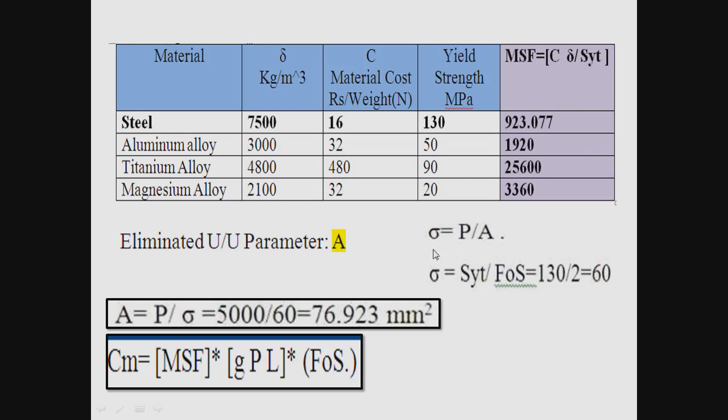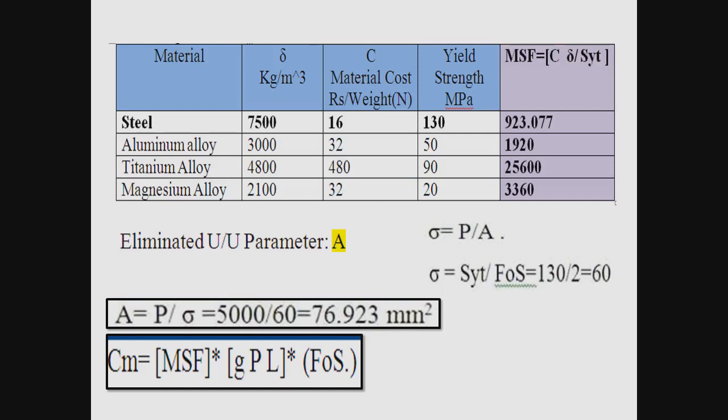So you substitute the sigma value 60. P is already given in the problem, that is 5 kilonewton. Substituting in this equation, you will get the area, that is area is equal to 76.923 mm square. So this is the design of the tensile bar for minimum cost from the available materials.